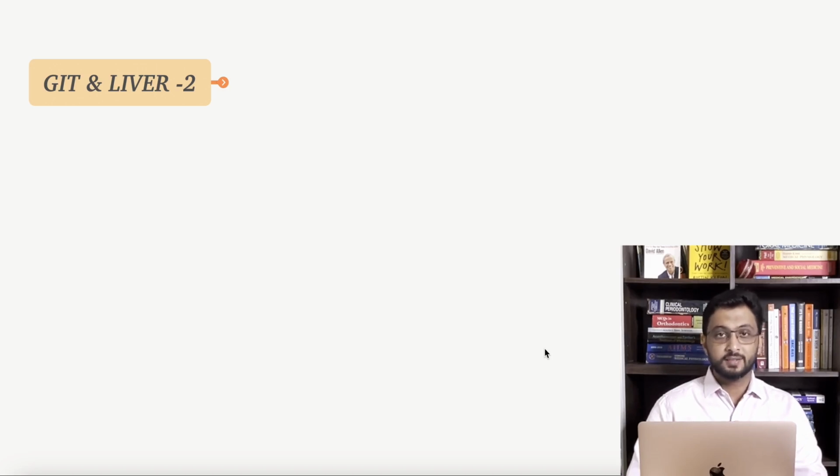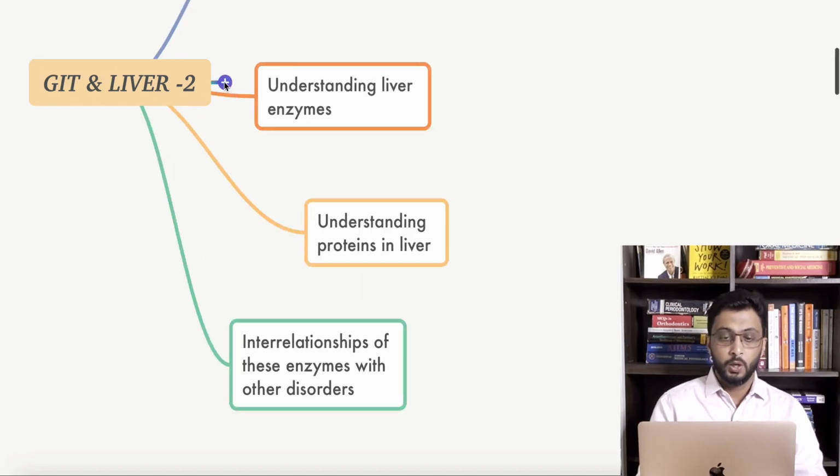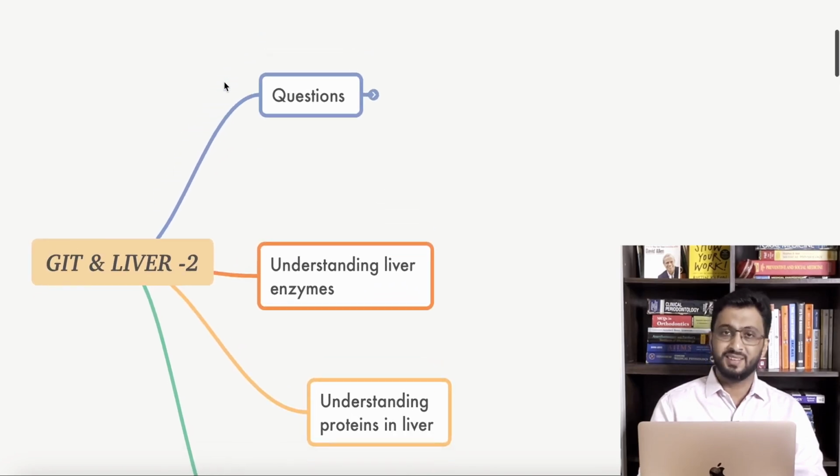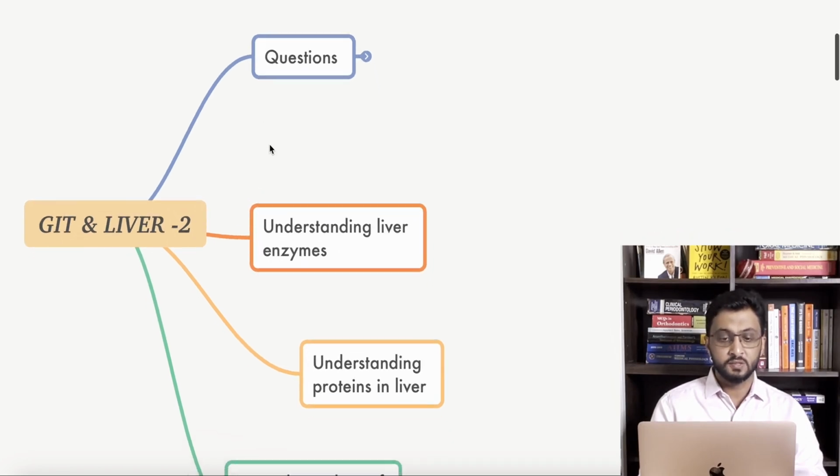You all know that we are discussing GIT and liver clinical discussion, that is, clinical questions which are relevant for NEET and INI-CET MDS entrance examination. We've already done our part 1, we are going to start with our part 2. Here we are going to discuss majorly diseases related to GIT and liver, and it will contain questions. We'll start with the questions there.